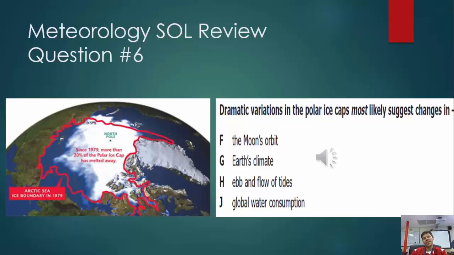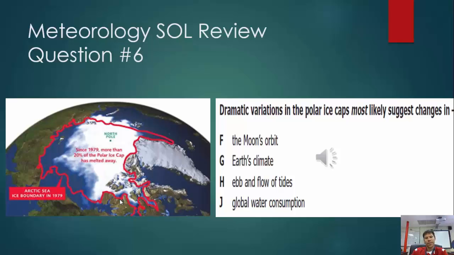Dramatic variations in the polar ice caps most likely suggest changes in the moon's orbit, the Earth's climate, the ebb and flow of tides, or the global water consumption. So what the question is talking about here is the significant loss of our glaciers in the ice caps, the north and the south. So what's the most likely cause of this significant change to how much ice we have at our poles?